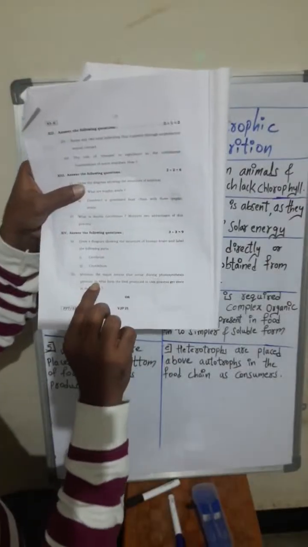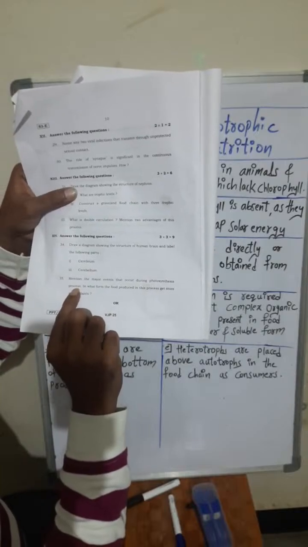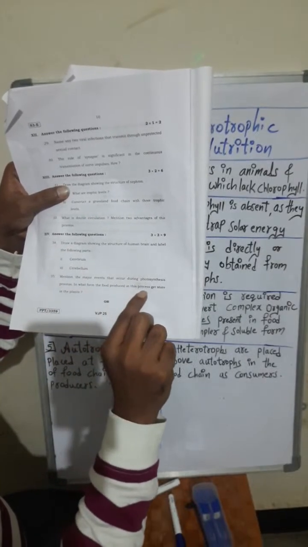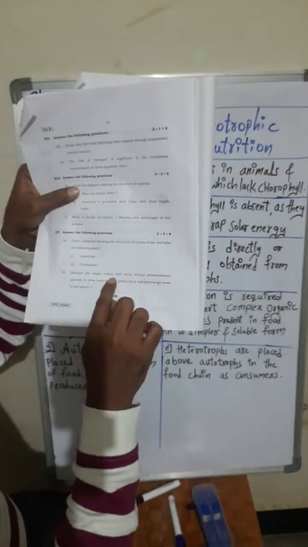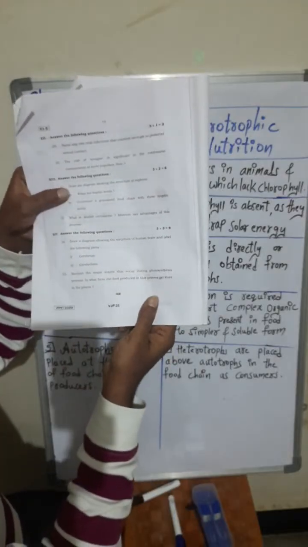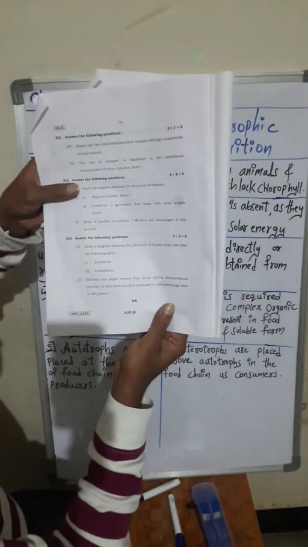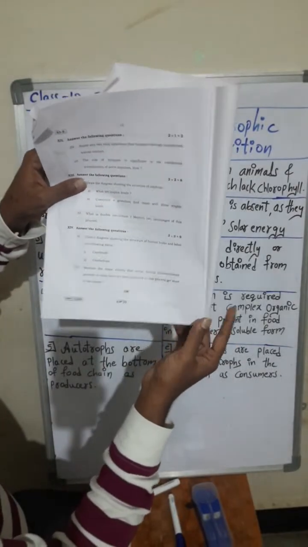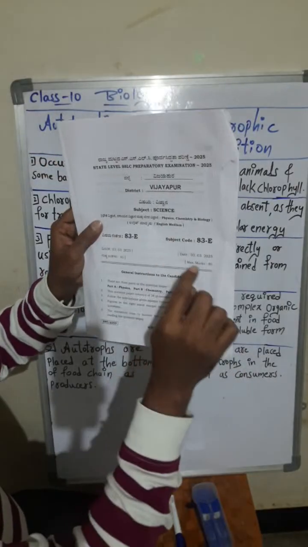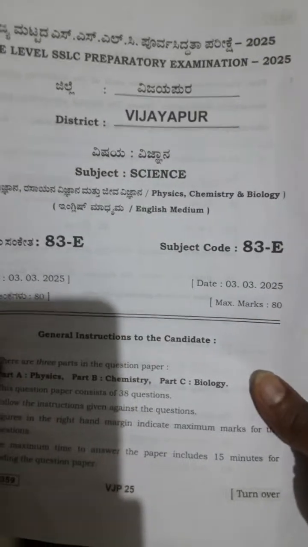That question here: mention the major events that occur during the photosynthesis process. In what form the food produced in this process gets stored in the plants? Yes, the 3 major events occurring during photosynthesis I have explained in the previous live session. The same question has been asked in the same year, 2025, science paper. Have you observed, or shall I show you cleanly?